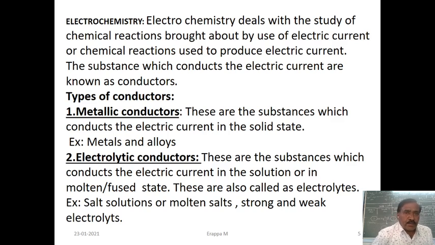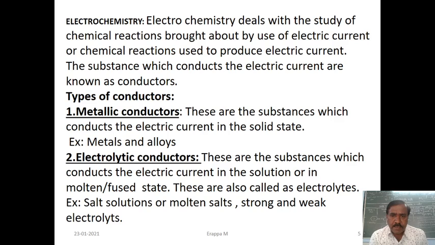So electrochemistry deals with the study of chemical reactions brought about by use of electric current, or chemical reactions used to produce electric current, is called electrochemistry. The substances which conduct electric current are known as conductors. There are two types of conductors.